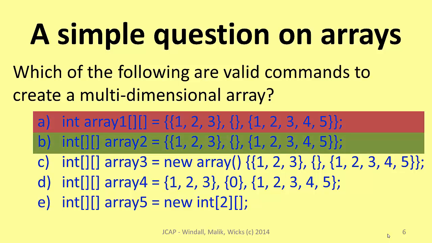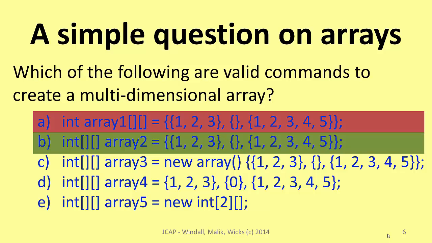B is fine. What we're doing is we're creating an array 2. An array 2 has 2 dimensions. In this case, we're going to have 3 lists of things. One list is going to have 3 items. One list isn't going to contain any. And the final list has 5 items in. That's perfectly all right in Java.